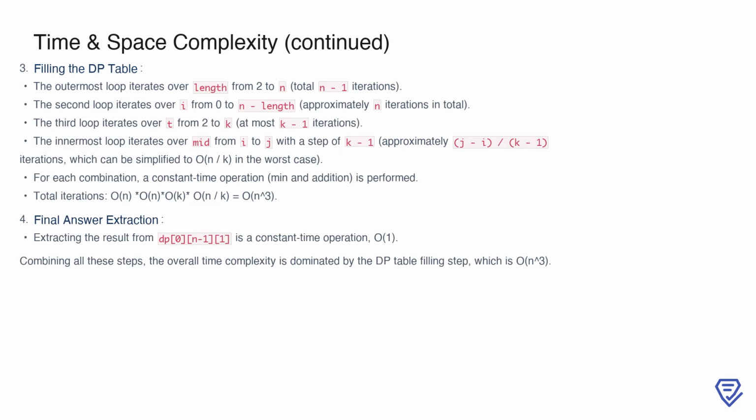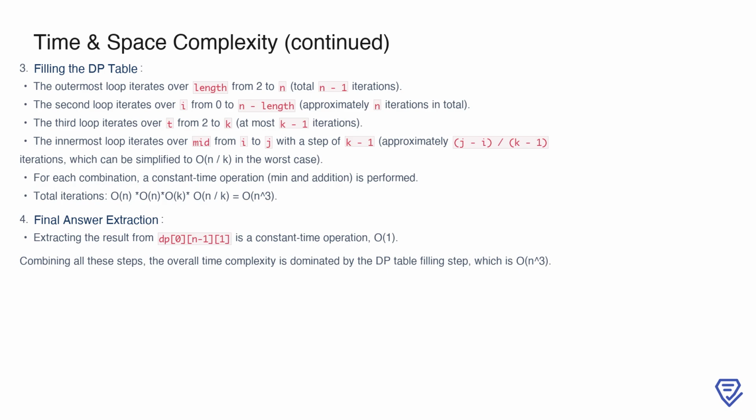The most computationally intensive part of the solution is filling the dynamic programming table. This process involves several nested loops. The outermost loop iterates over the possible lengths of subarrays, from 2 to n, resulting in n-1 iterations. Within this loop, we iterate over potential starting indices i of the subarrays, which can run up to n times in total. For each subarray, we also iterate over the possible values of t, which ranges from 2 to k and contributes up to k-1 iterations.